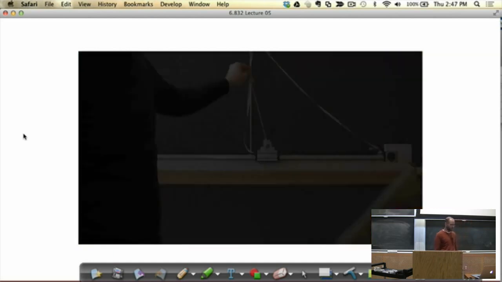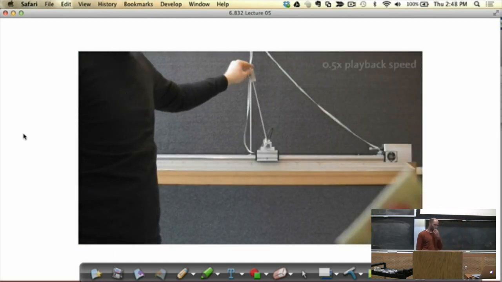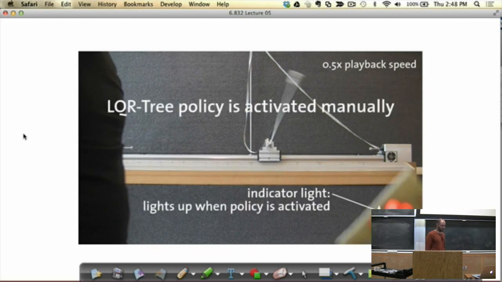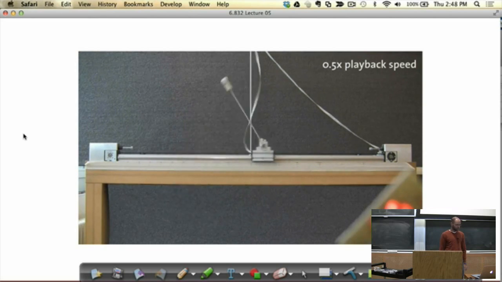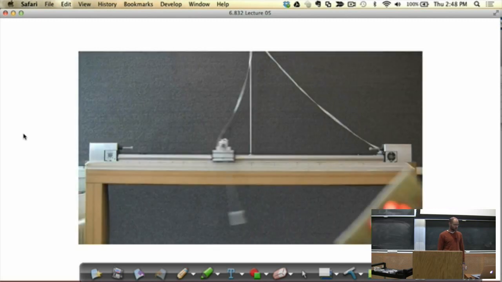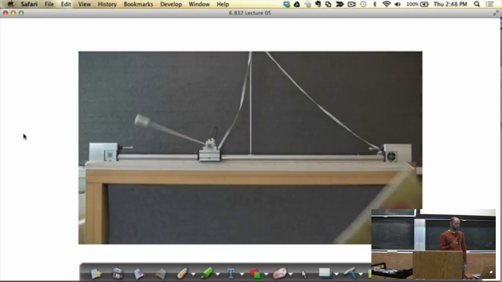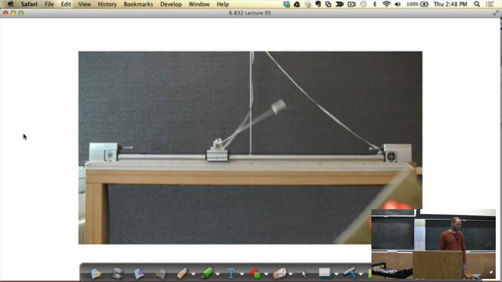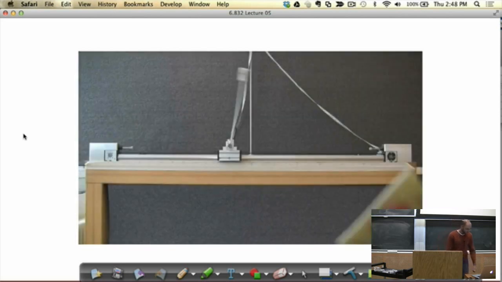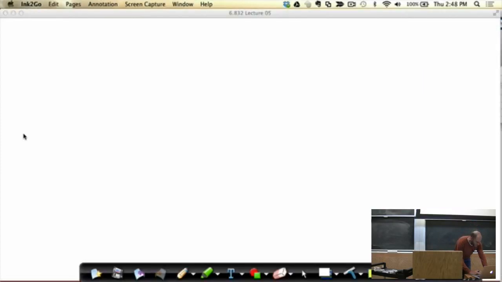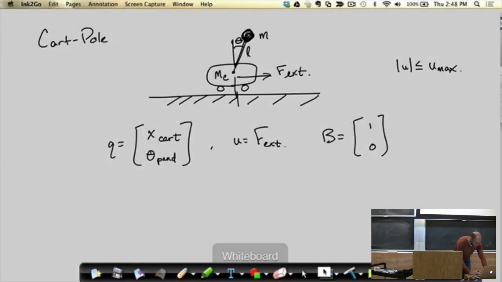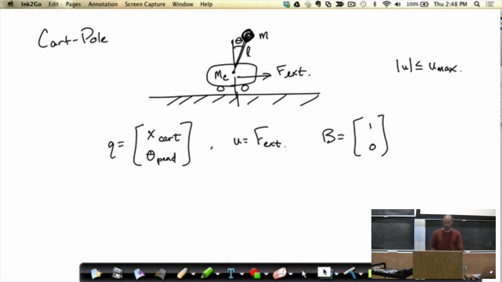But this is an example of the cart pole swinging up and balancing. This is Philip Reist's work. Okay, and this video happens to be showing that it's a very robust policy that gets back very quickly from every initial condition. All right, so that gives you a sense.